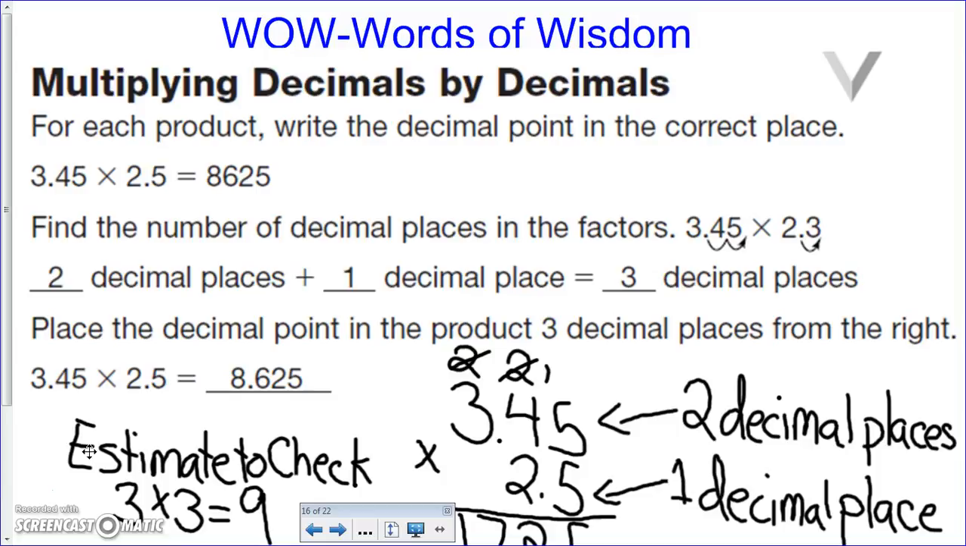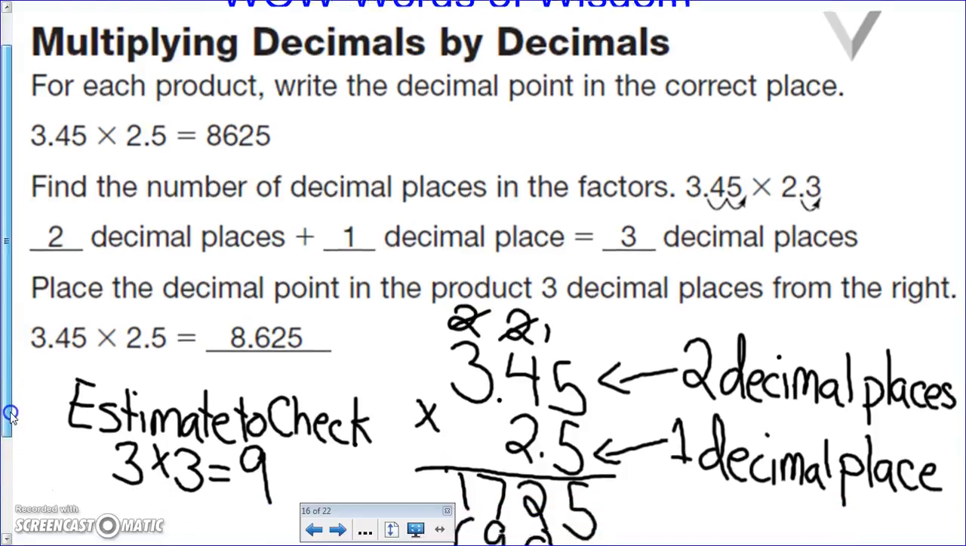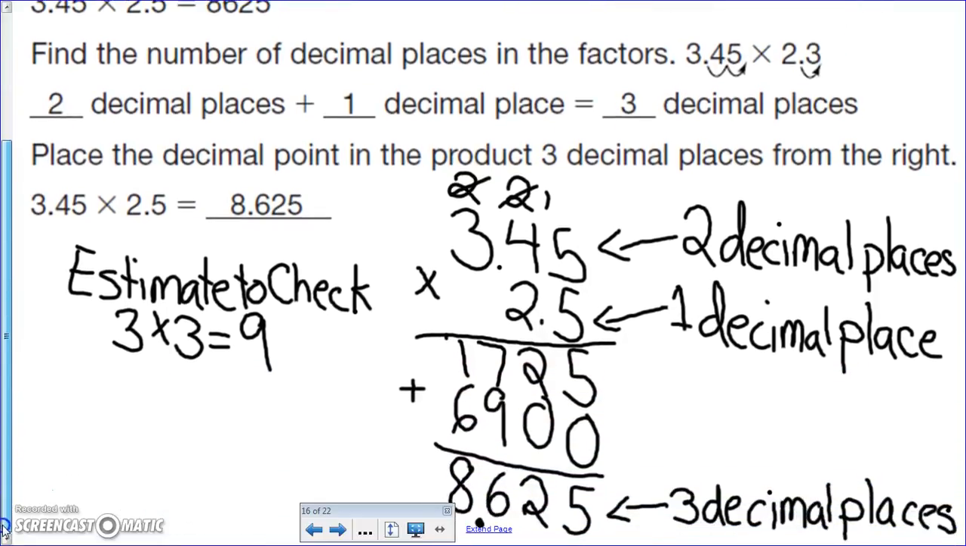And we can estimate to check by rounding both numbers to 3 and checking it's about 9. And we have 8 and 625 thousandths. So in this case, we know our estimate and our regular answer are matching up, so we know we're probably in the right place. And right here is all of the work done out for you for that problem.